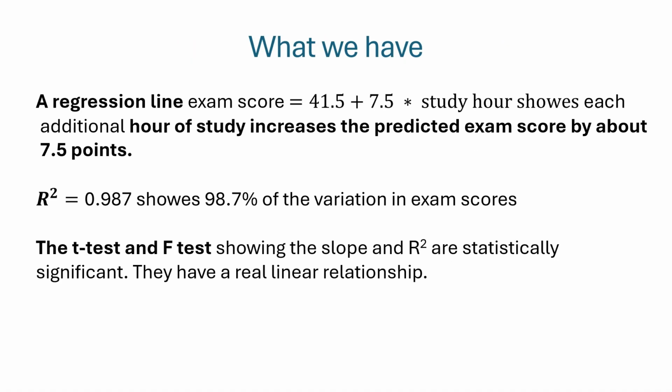Our regression model is exam score equals 41.5 plus 7.5 times study hours. In other words, every additional hour of studying increases the predicted exam score by about 7.5 points. The R-square value is 0.987, meaning study hours explain nearly all the variation in exam scores. Both the t-test and F-test confirm that this relationship is statistically significant, showing a very strong linear relationship between study time and exam performance.